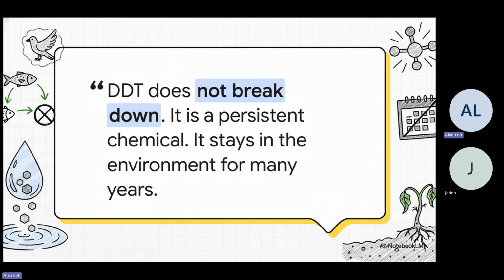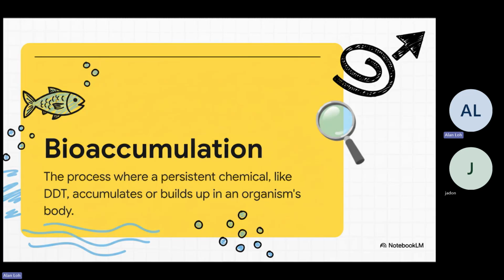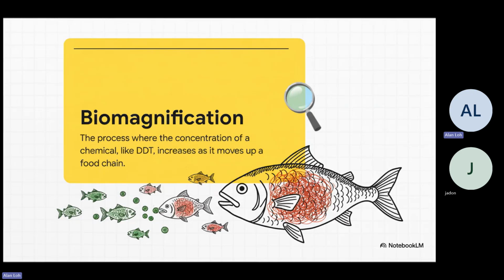And that persistence leads to something called bioaccumulation. Think about it. A small fish is swimming around in water that has just a tiny trace of DDT. Over its whole life, that fish absorbs the chemical and it builds up in its body fat. It's like a slow, steady poisoning. Okay, so that's bad enough for one fish. But the real problem, the truly dangerous part, is what happens next.